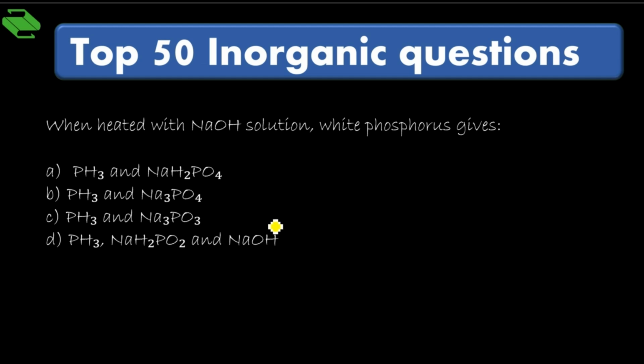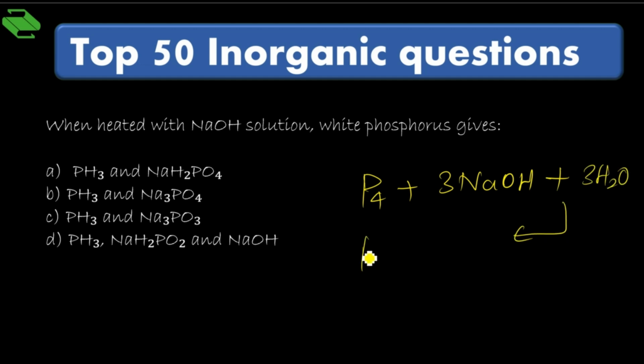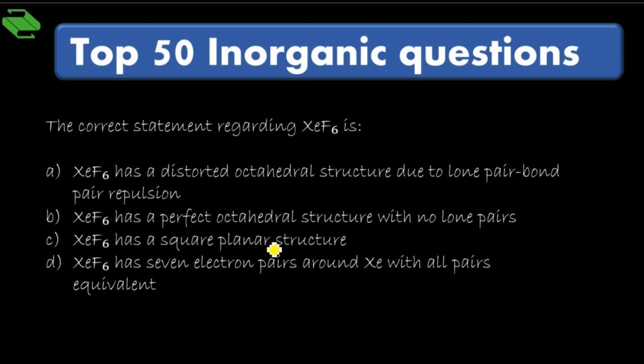When heated with sodium hydroxide solution, the white phosphorus gives? It will give P4 with NaOH plus 3H2O. That will give PH3 and 3NaH2PO2. So which makes phosphine and NaH2PO2 as your right answer. Correct statement regarding XeF6 is, so XeF6 has a distorted octahedral structure due to lone pair bond pair repulsion.